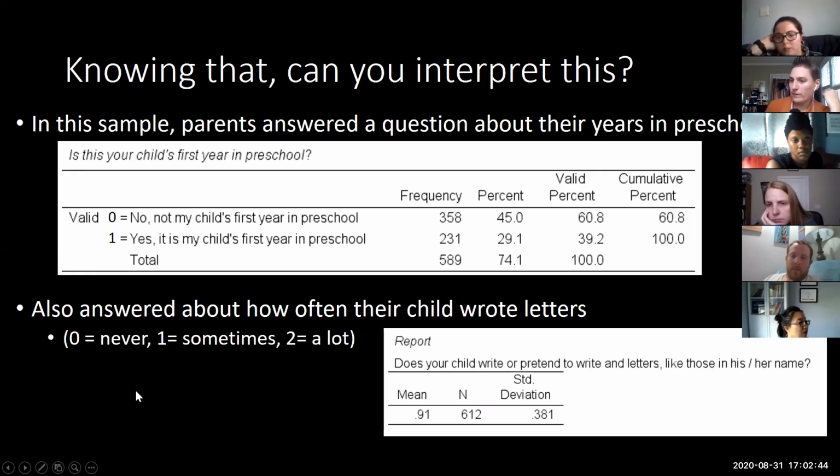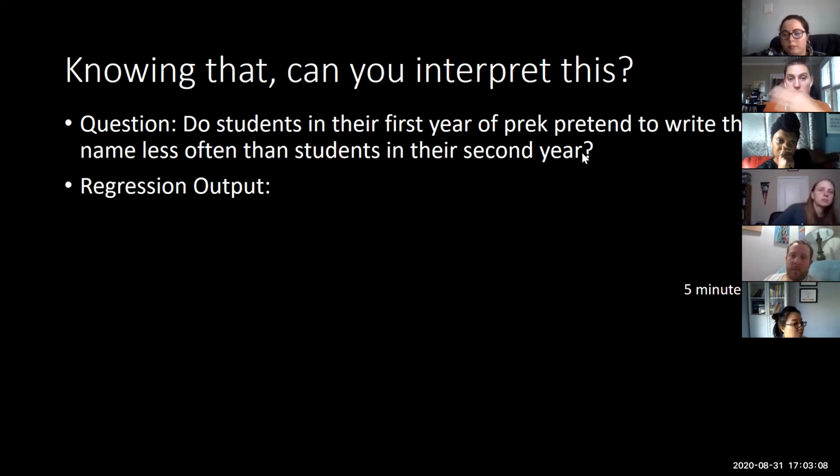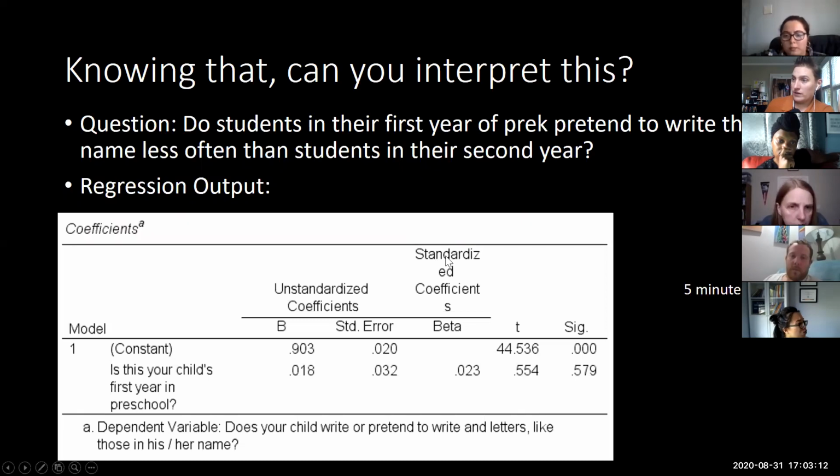Okay, so now what I've done is I pose the question: do students in their first year of pre-K pretend to write their letters or pretend to write their name less often than students in their second year? The thought being maybe that kids who have been exposed to preschool might have more experience looking at their name being written down. And so maybe that's why. So here is the output.